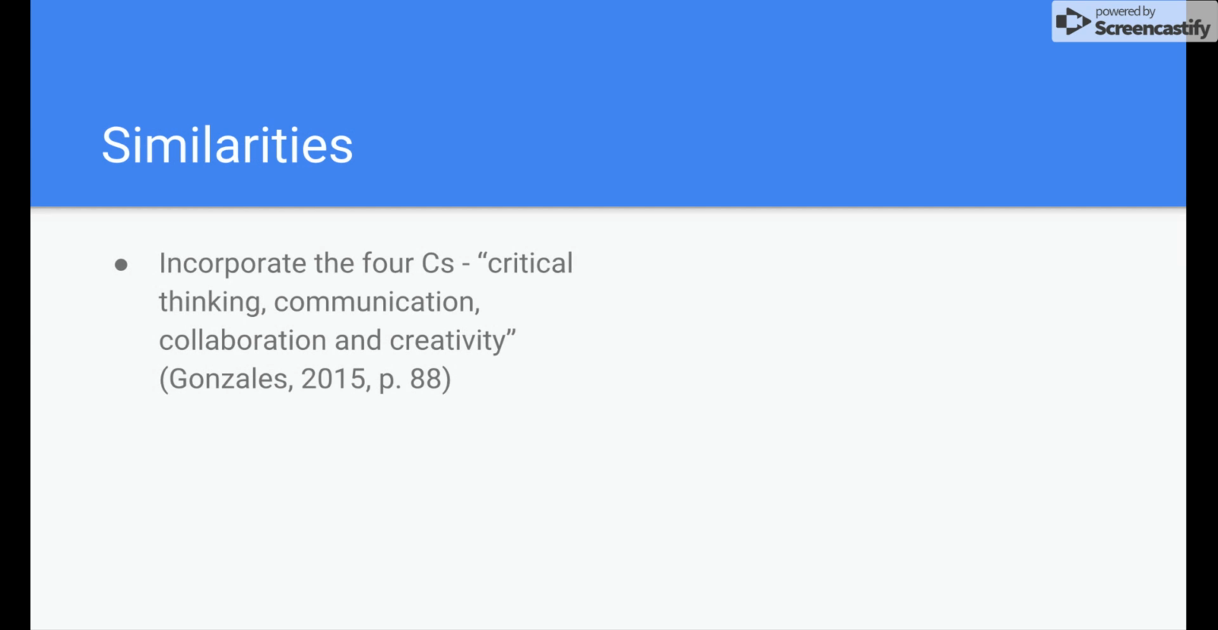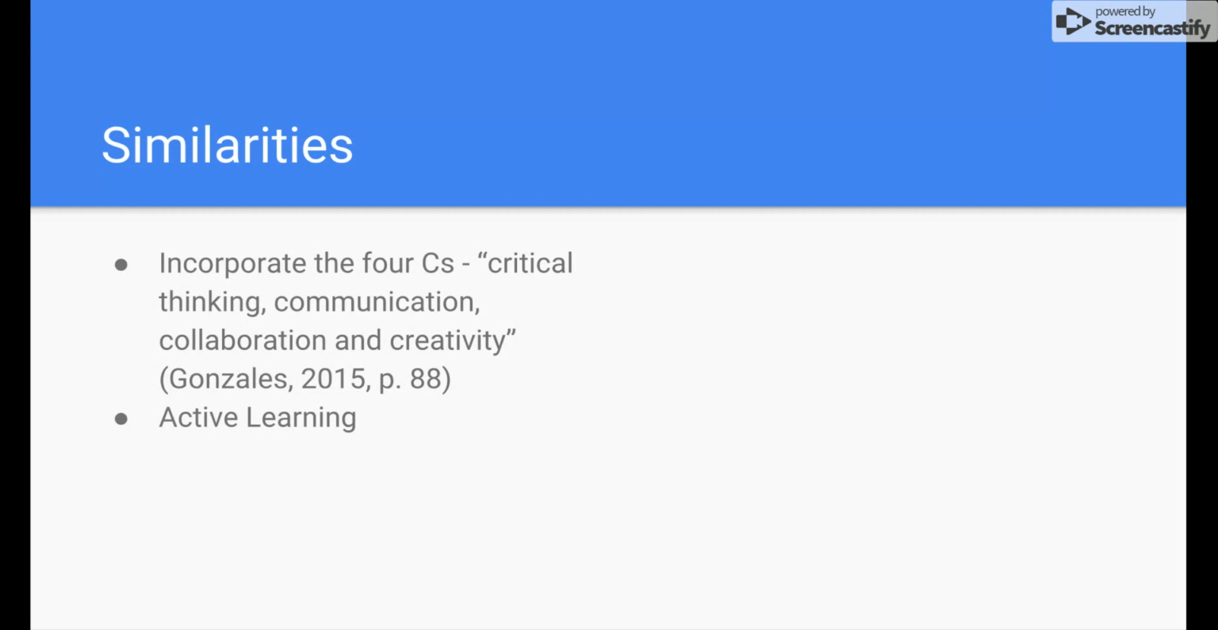As I said, there are a lot of similarities, which means they are easily confused in education. So we're going to look at some of their similarities, and then we'll take a look at differences. So the first similarity we want to look at is they incorporate the four C's: critical thinking, communication, collaboration, and creativity. These are important skills that are used in both project-based and problem-based learning that will help students learn 21st century skills of critical thinking at higher level thinking, and then communication and collaboration.